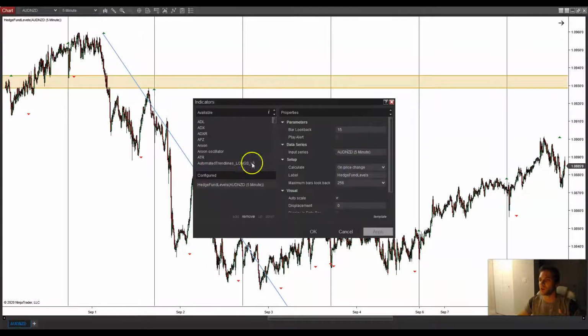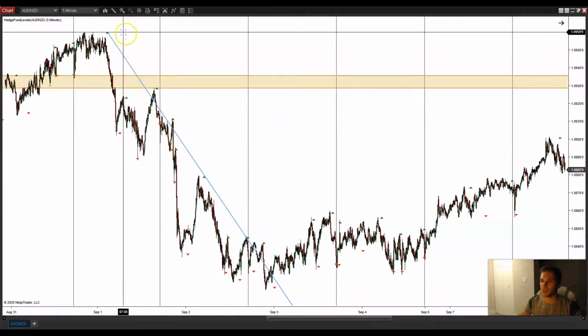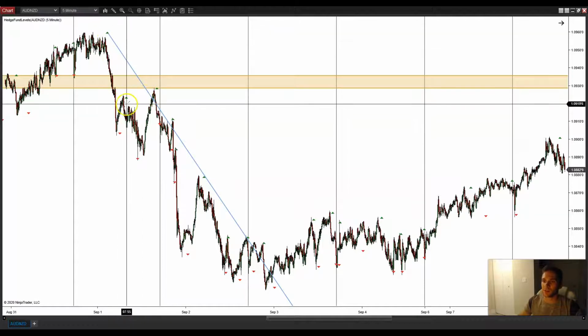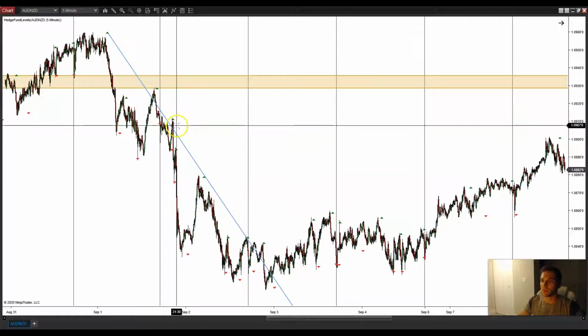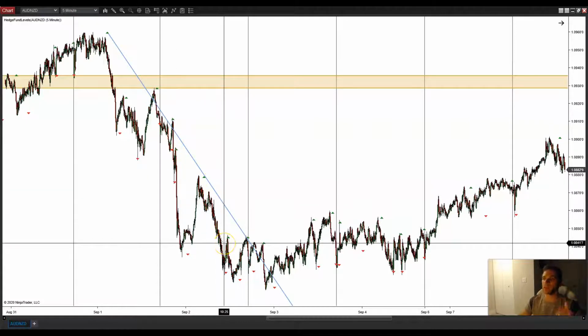So I'm going to contrast this to a bar look back of 13 again, just so you guys can see. See how you have all the different levels coming in. Hedge fund level here, hedge fund level here, and more hedge fund levels all across the chart. This is what I wanted to show today because I think this is very important.